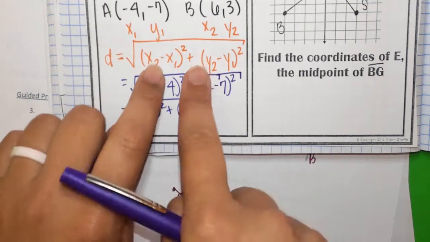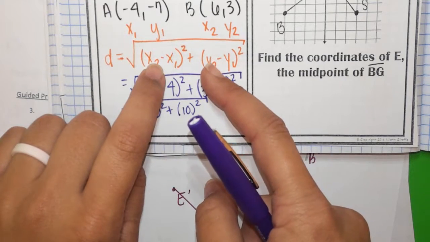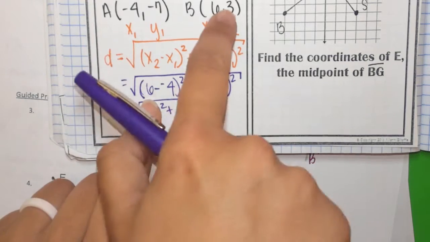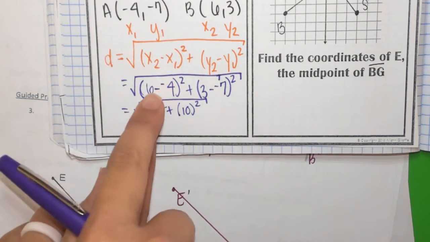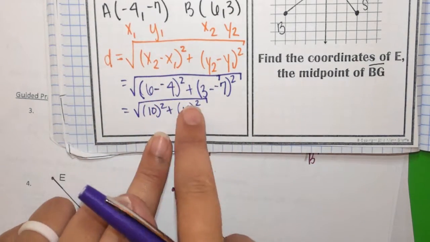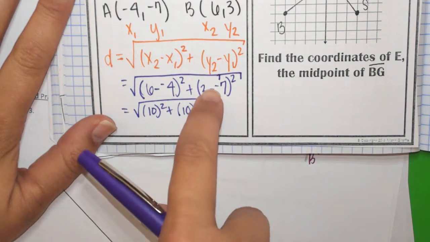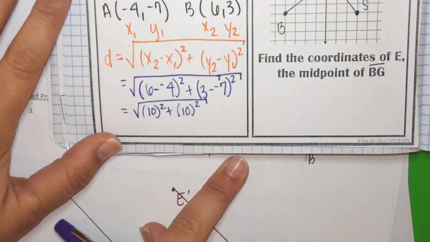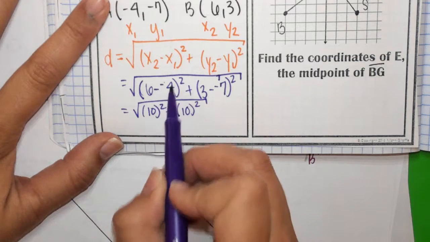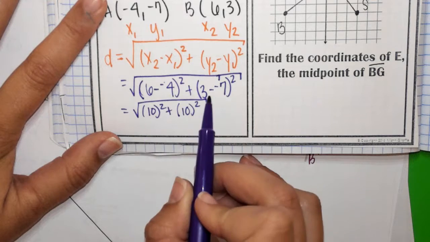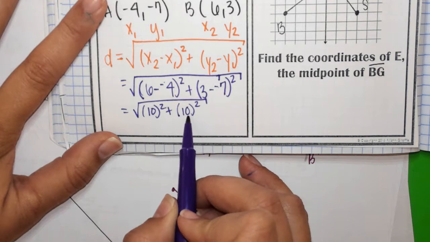Okay. So the first thing we did was we wrote down our distance formula. We labeled our points, and so we plugged in x2 was 6, x1 was negative 4, so it's minus a negative 4 squared, plus y2 is 3, y1 is negative 7, 3 minus negative 7, quantity squared. Then 6 minus negative 4 gave us 10, okay, 3 minus negative 7 gave us 10.